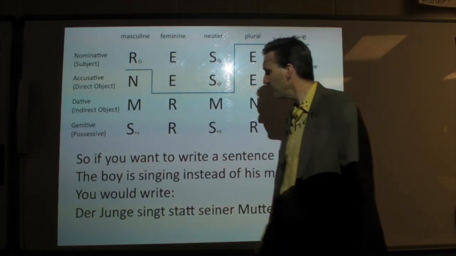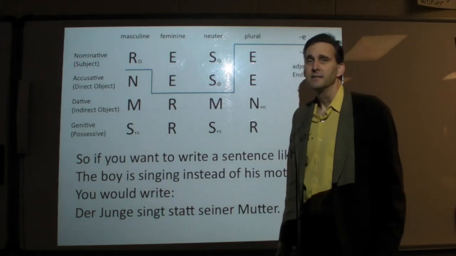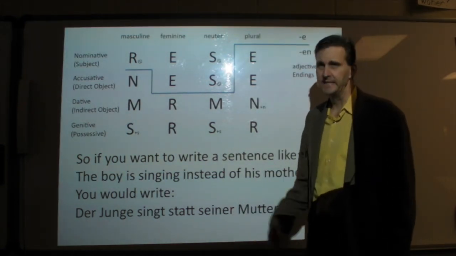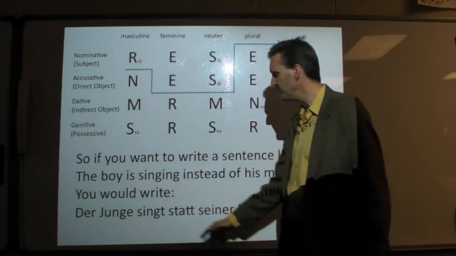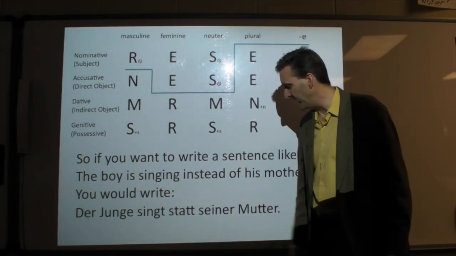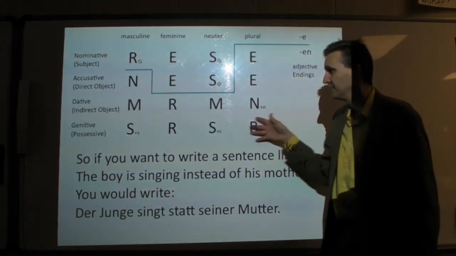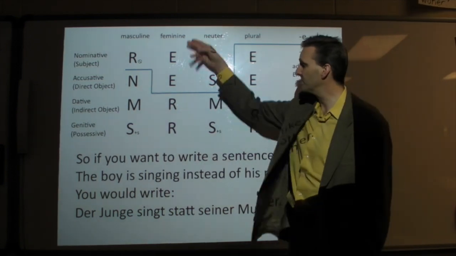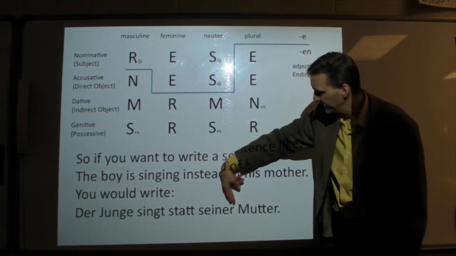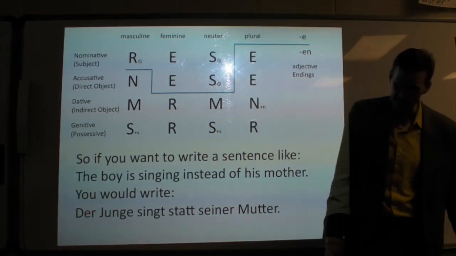So, the boy is singing instead of his mother. So, the mother's not singing, it's the boy that's singing instead of his mother. Alright? So, I have this statt here. Statt is instead of, okay? And statt just automatically drops you into this genitive right here, just automatically. So, Mutter is obviously feminine. That's where I'm getting this R from. Statt seiner Mutter. He's singing instead of his mother.